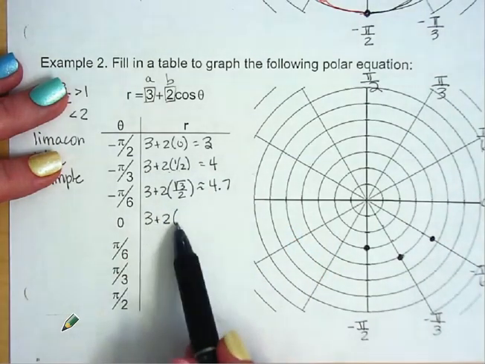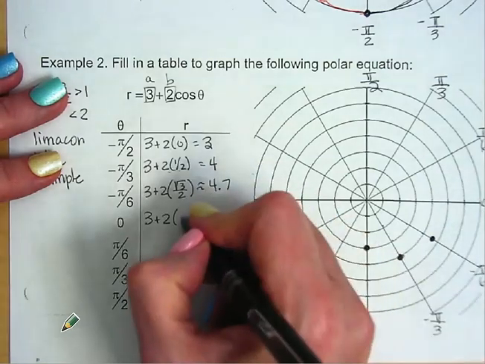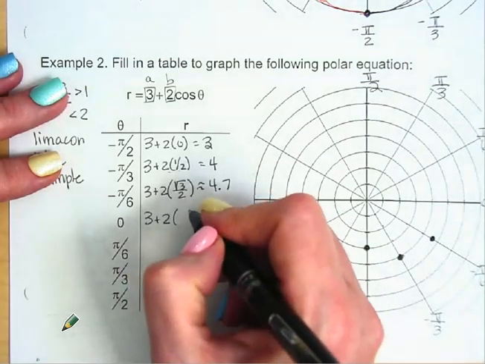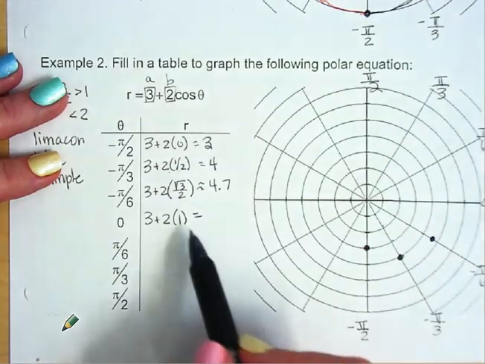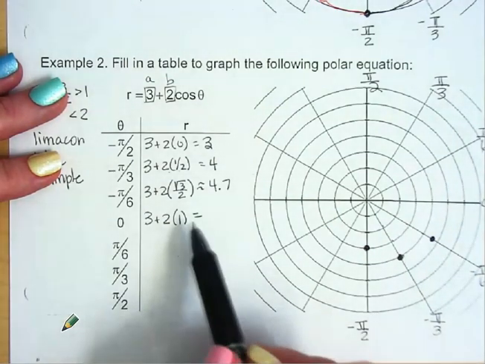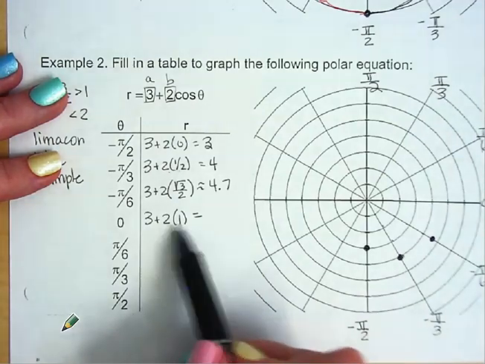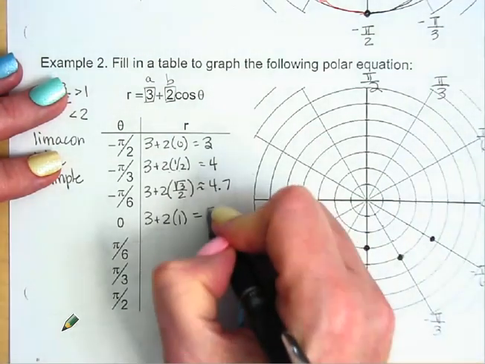Three plus 2 times the cosine of 0, which is 1. So 2 times 1 is 2, plus 3 is 5.